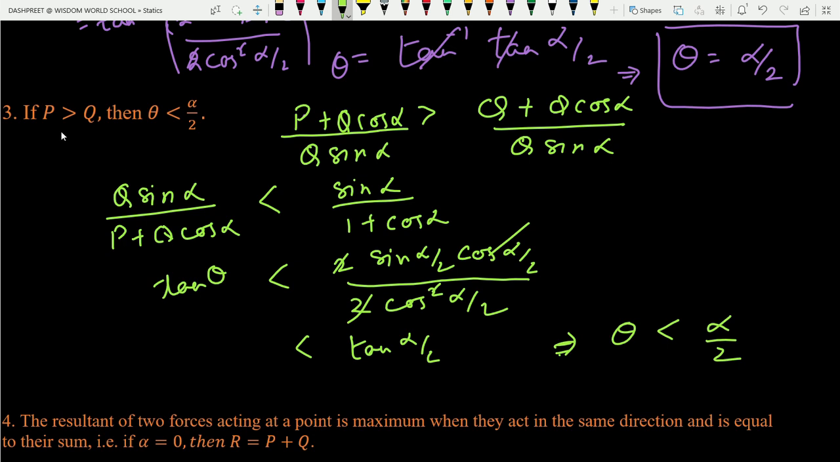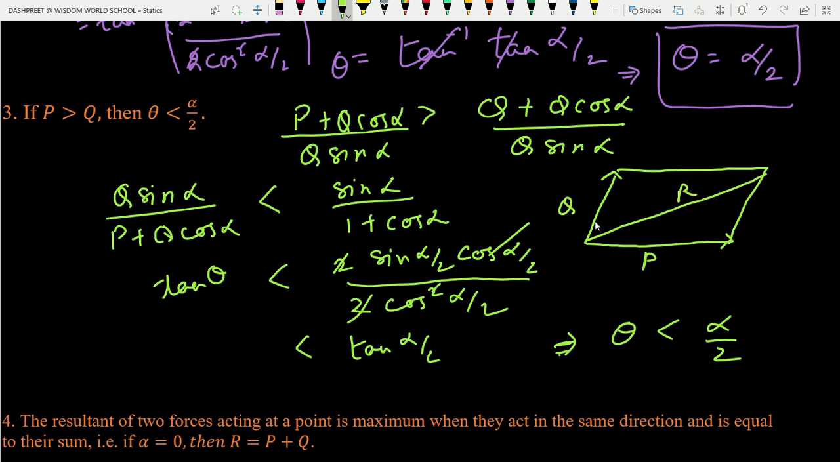तो यहाँ पर हमने शो कर दिया, यदि दो फोर्सेस जो आपस में इंक्लाइंड हैं, अगर P is greater force and Q is the smaller force in magnitude, then the angle of inclination of the resultant, you can see clearly, alpha by 2 से theta की वैल्यू जो है, this is smaller.